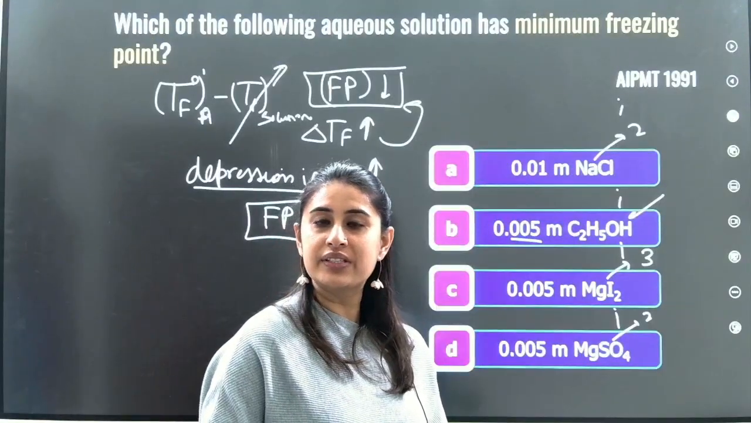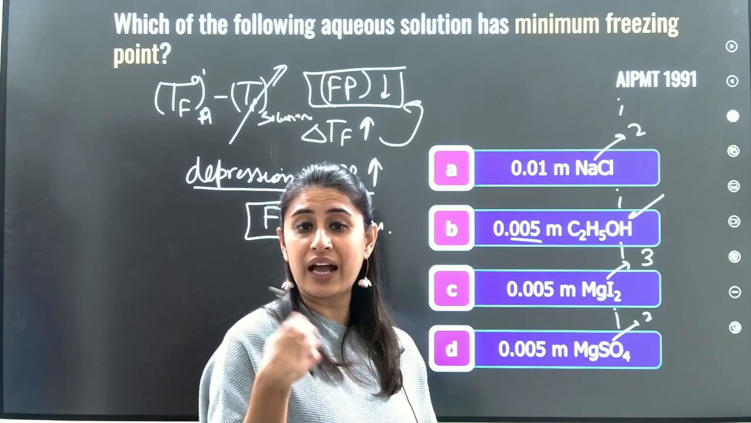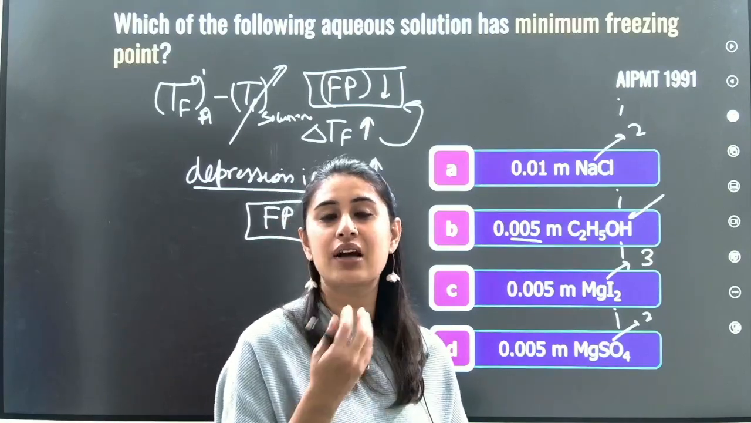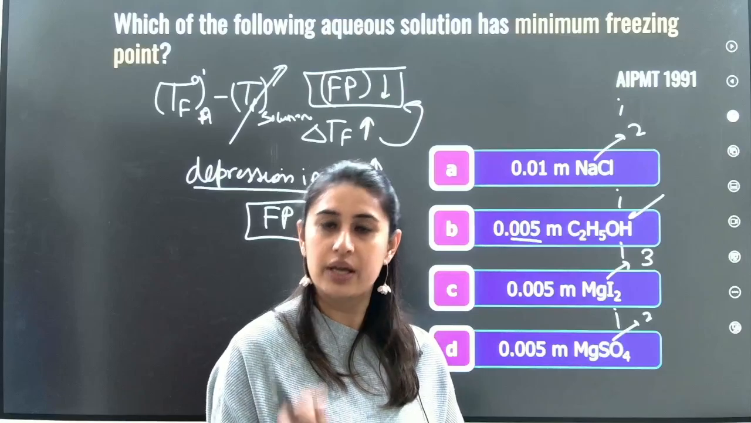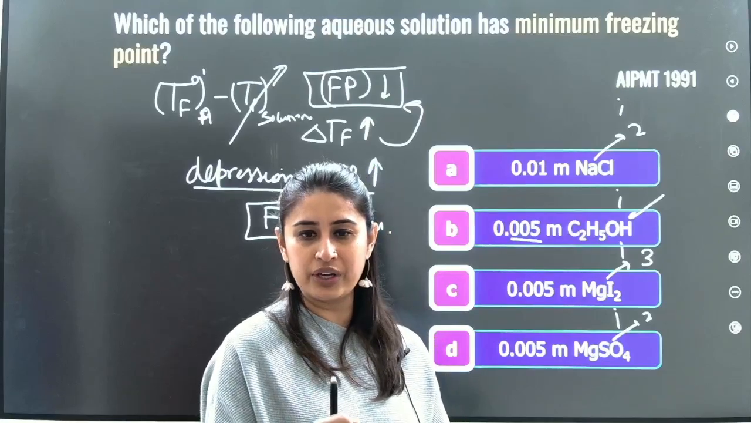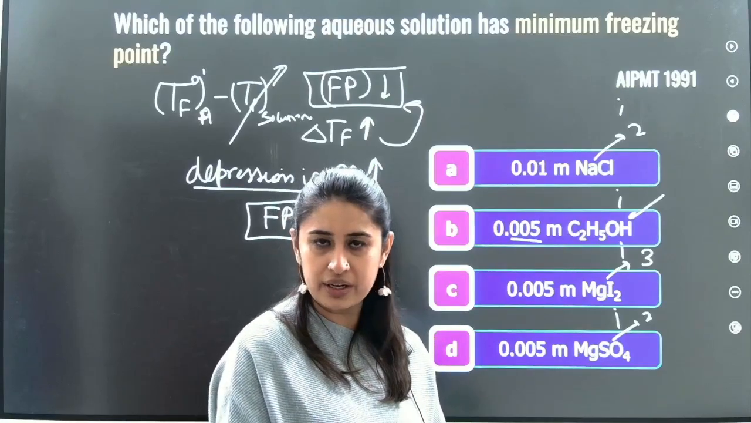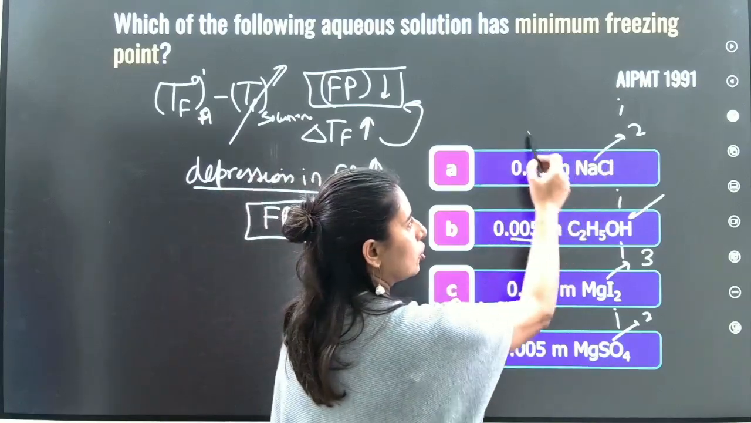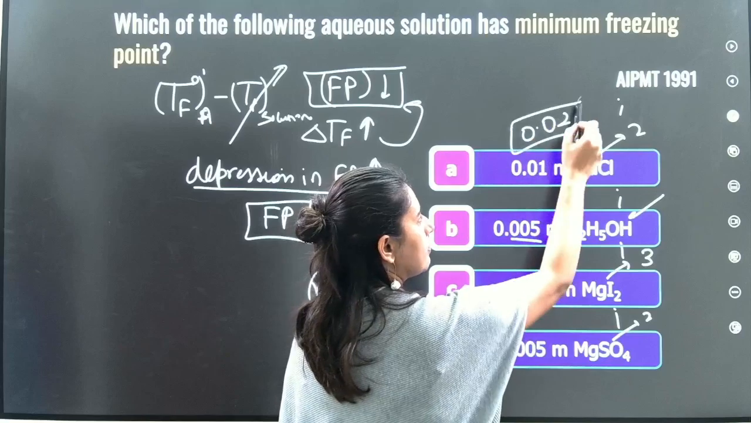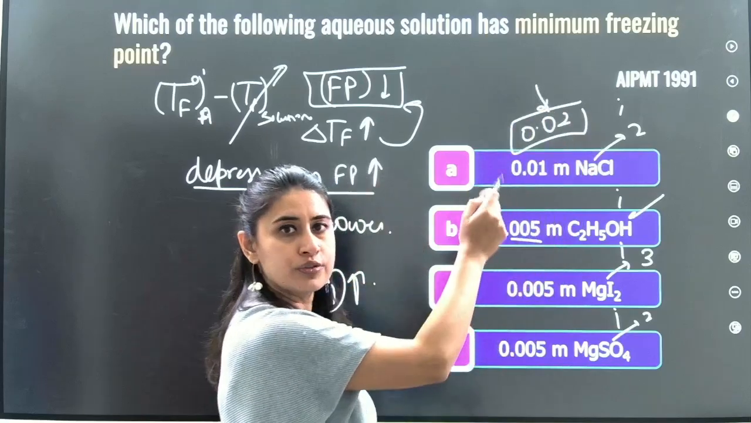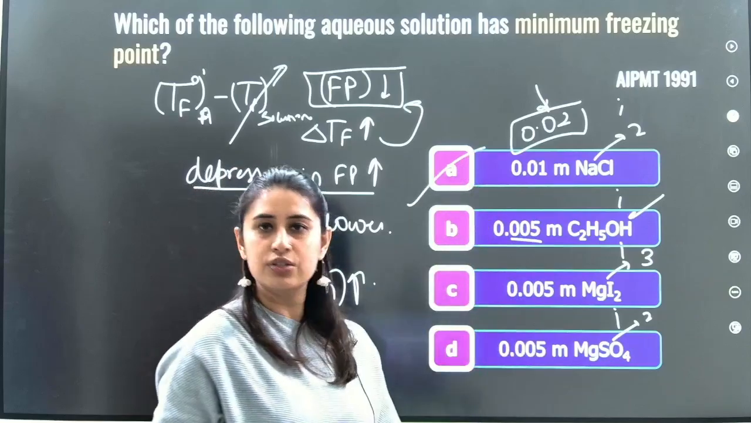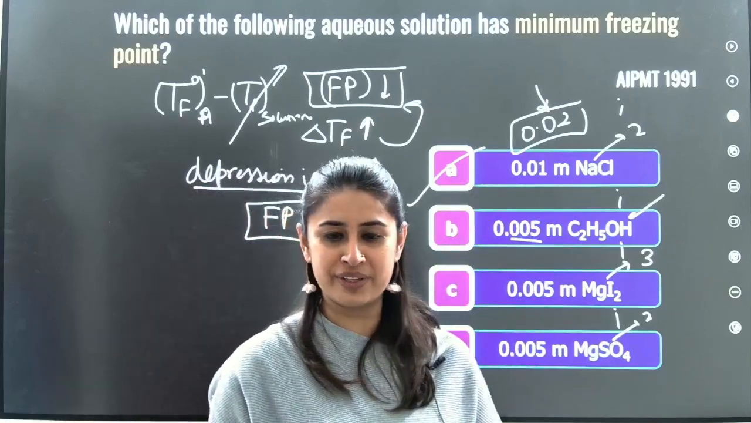So how to deal with such a question: which of the following aqueous solutions has minimum freezing point? Whichever has the highest amount of solute will have the minimum freezing point. So you can try this question. You can figure out that of all, this is the one: 0.01 into 2, giving you 0.02, is the maximum amount of solute that we are having. Rest all will be less. So A becomes the answer to this final question of the day.